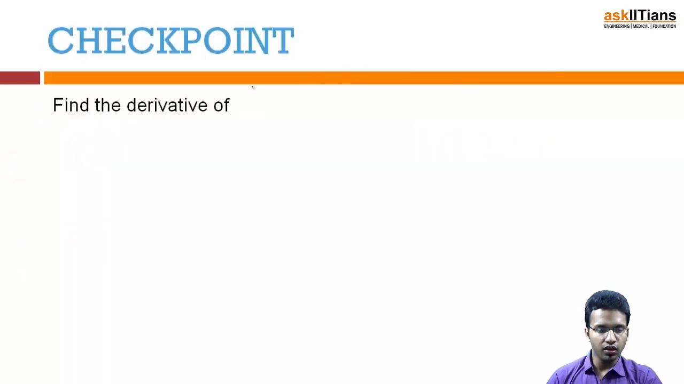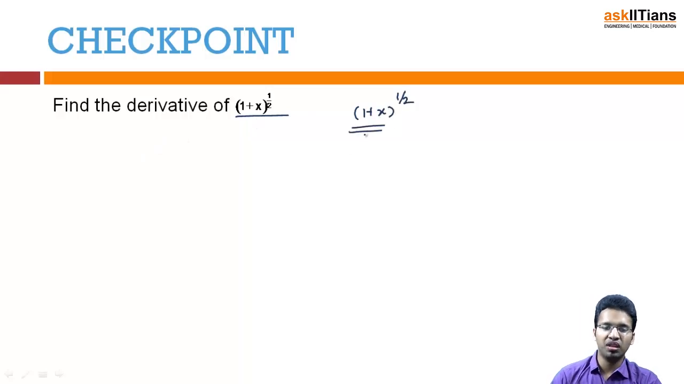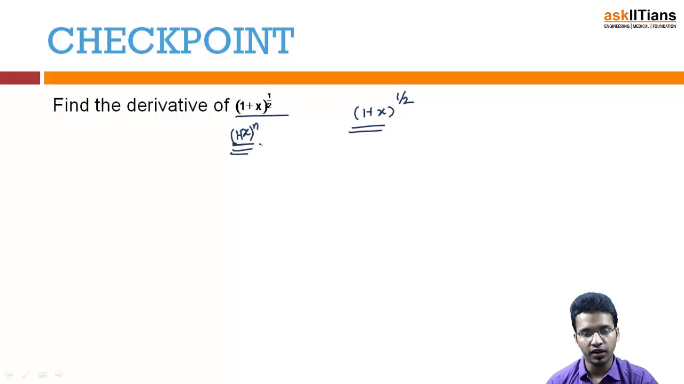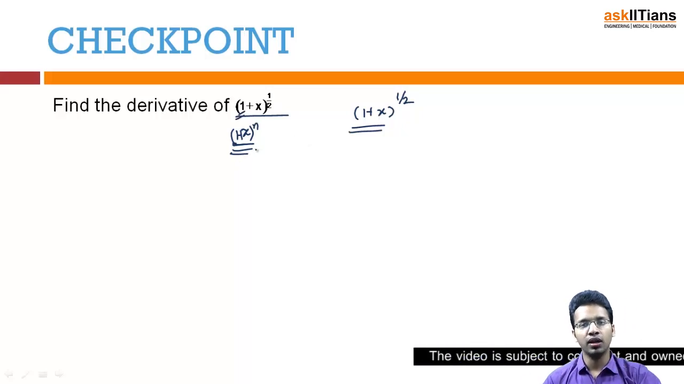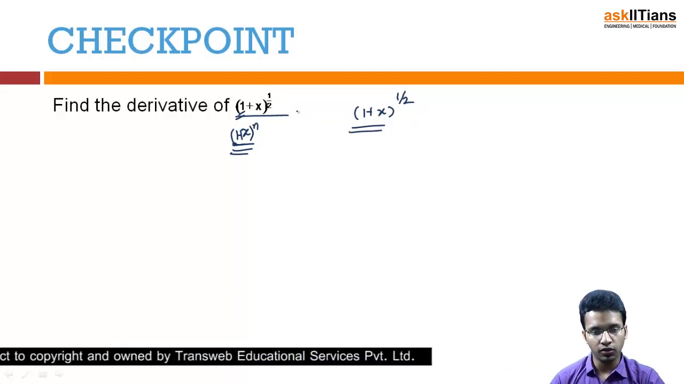Find the derivative of (1 + x) raised to power half. Again, in the very same way. Some of you will ask, you gave us the formula for x raised to power n, but what happens when it is (1 + x) raised to power n? That will again follow the same rule as long as there is a variable. We'll cater to this when we learn more techniques. For now you can trust me that we are going to do it like this.